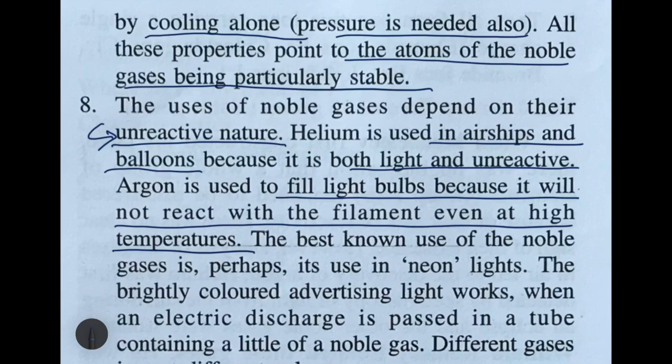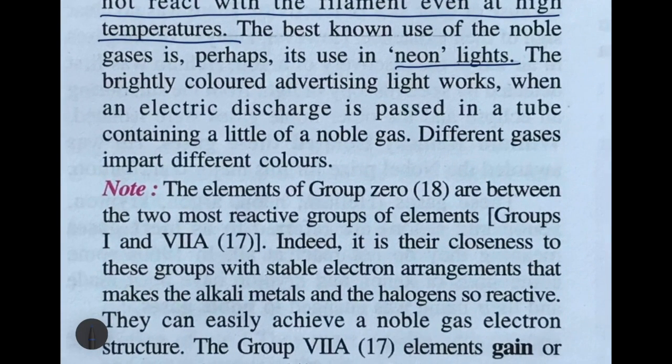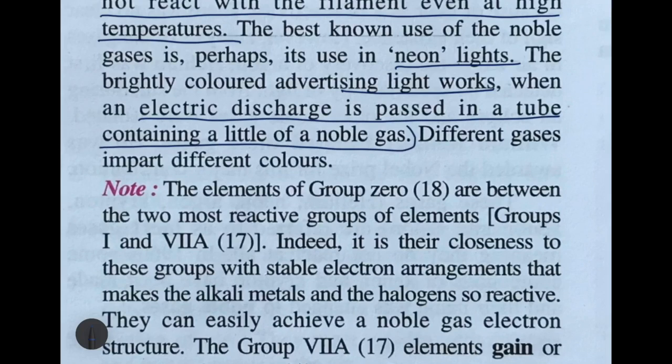The best known use of the noble gases, I already told you, is in neon lights. The brightly colored advertising lights that you see in front of restaurants and in the market, or especially in cities, all these neon lights, it is used there. So what happens is an electric discharge is passed in a tube containing a little of a noble gas. So all bright colors come out. Different gases impart different colors. Red, blue, green, you've seen all these colors.